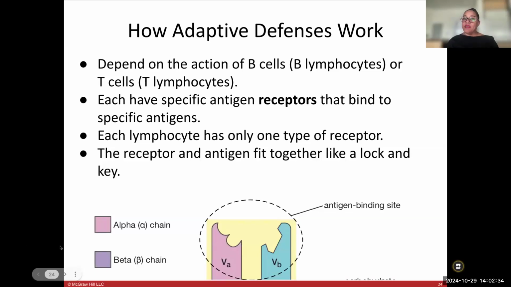Adaptive defenses depend on the action of B cells or T cells, B lymphocytes or T lymphocytes. Each has a specific antigen receptor that binds to specific antigens. Each lymphocyte has only one type of receptor. The receptor and antigen fit together like a lock and a key.